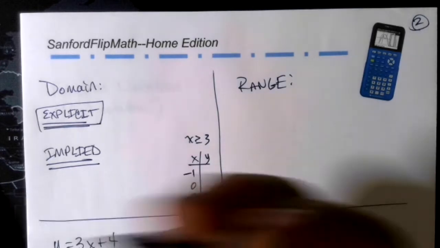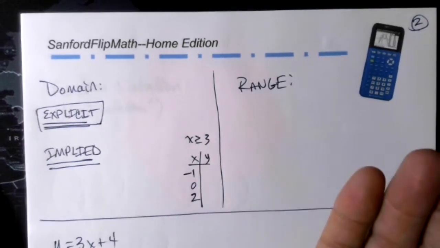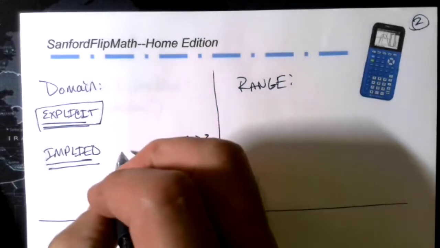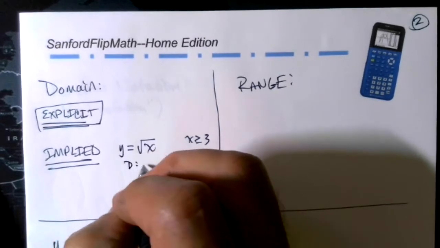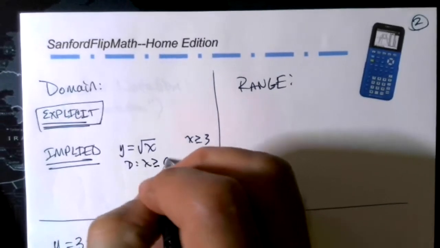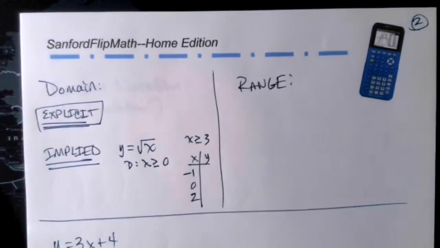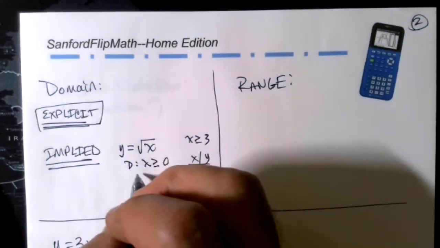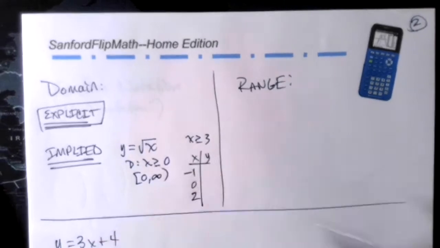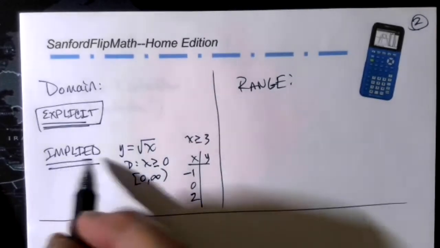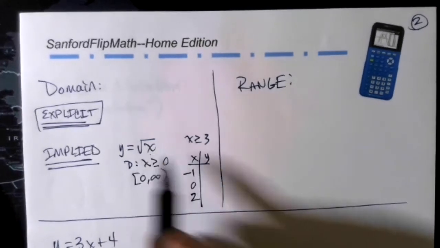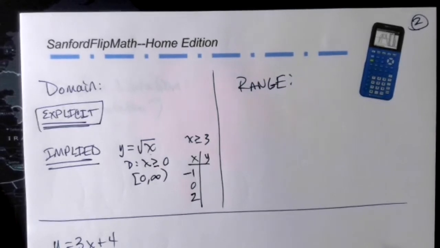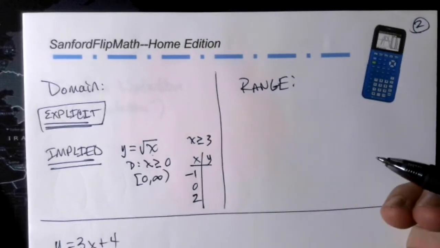Sometimes the domain is implied by what works in a function. In other words, you can't take the square root of a negative number without getting weirdness, like imaginary numbers. So if I had something like y equals the square root of x, the domain would be only x's that are greater than or equal to 0, or the non-negatives, you could say. Or if you were doing interval notation, you'd say 0 to infinity. So this is implied by the kind of equation it is. The limitation is that we don't know how to do a square root of a negative number without getting into weirdness.